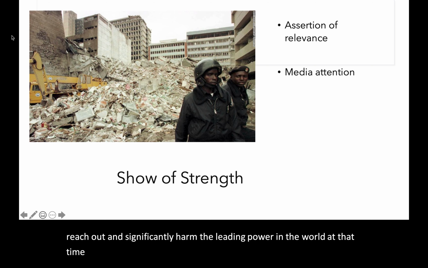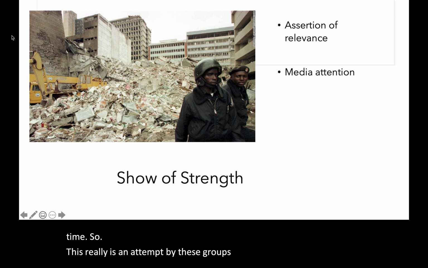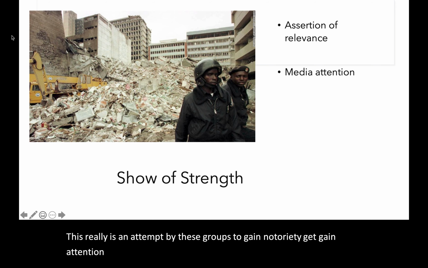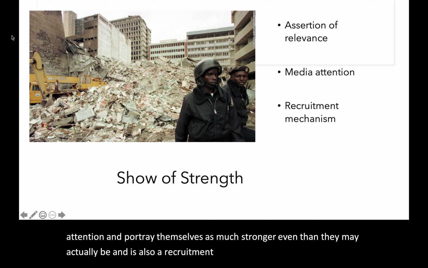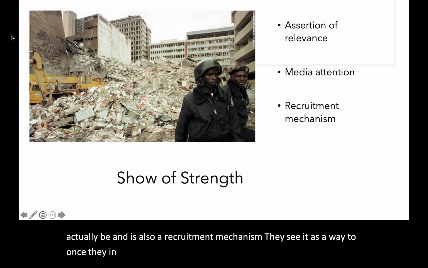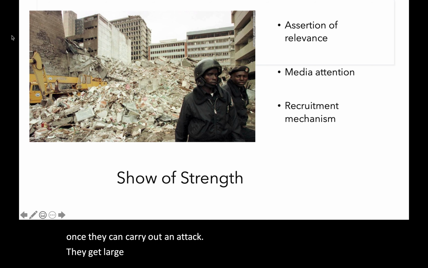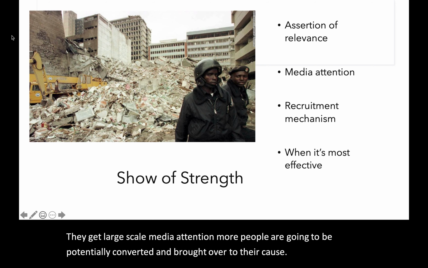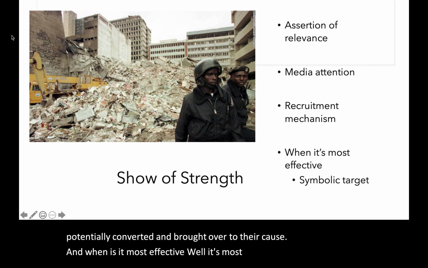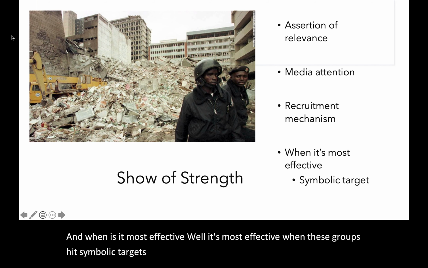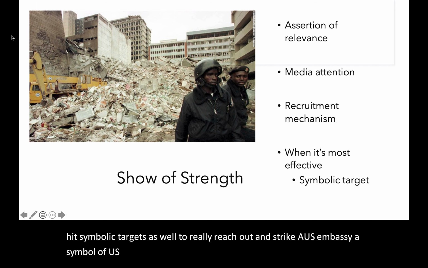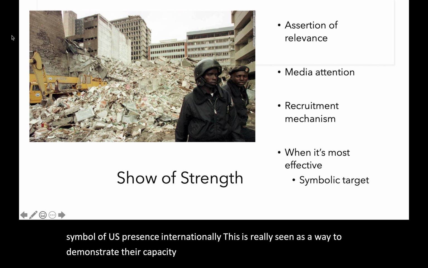So this really is an attempt by these groups to gain notoriety, gain attention, and portray themselves as much stronger even than they may actually be. And it's also a recruitment mechanism. Once they carry out an attack, they get large-scale media attention, and more people are potentially going to be converted and brought over to their cause. And when is it most effective? Well, it's most effective when these groups hit symbolic targets as well. To reach out and strike a U.S. embassy, a symbol of U.S. presence internationally, is seen as a way to demonstrate their capacity to exercise a show of strength.